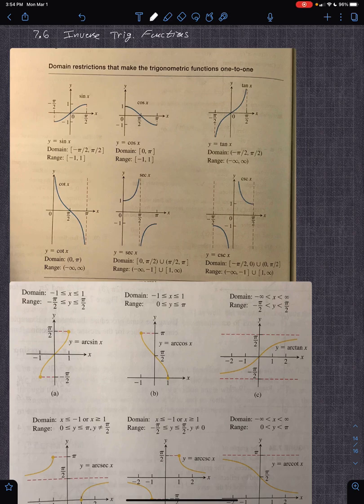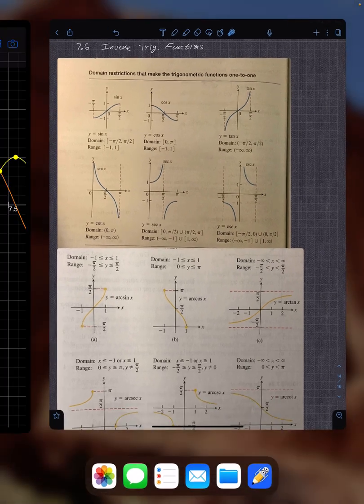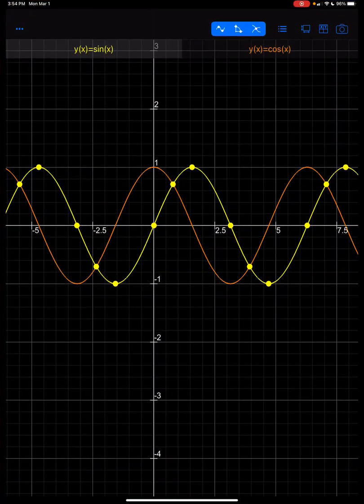Let's take a look at 7.6, inverse trig functions. So first let me show you sine and cosine. I have the graphs pulled up here of sine and cosine. The one in yellow is sine and orange is cosine, of course. So we're looking at inverse functions. Literally, what is the inverse of sine and cosine?